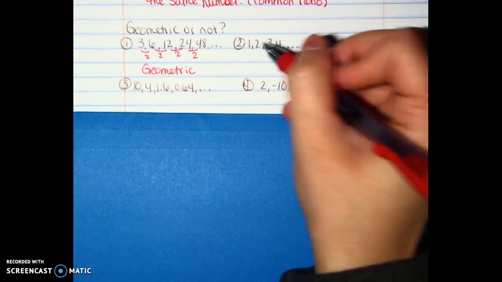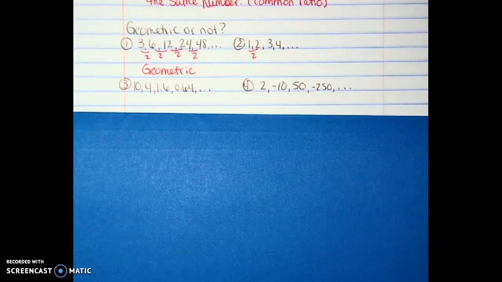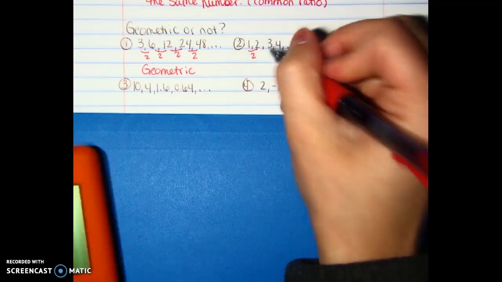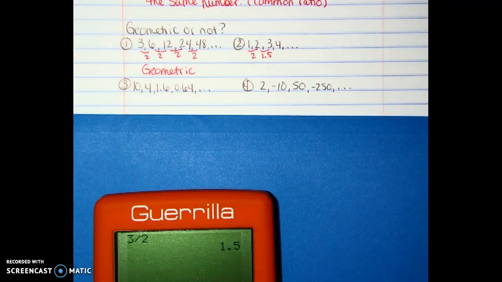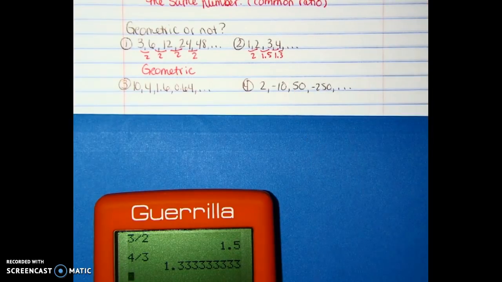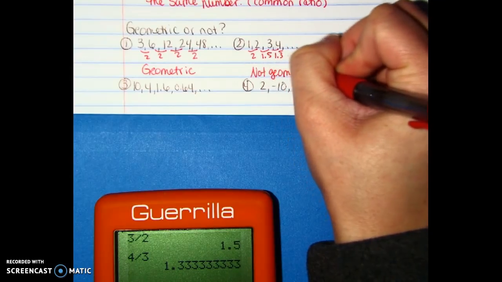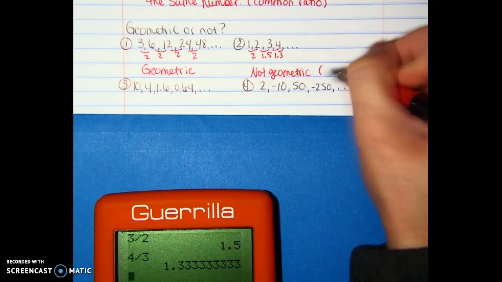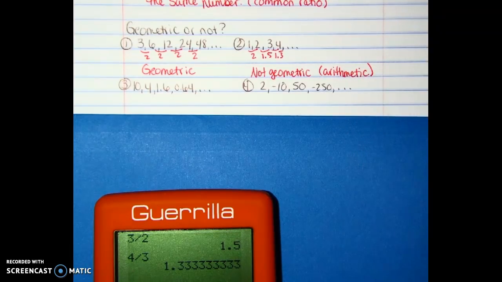Okay, here 2 divided by 1 is 2. 3 divided by 2 is 1.5, I believe. Yes. So I can already tell this is not geometric, but let's just do the last one. So 4 divided by 3 is 1.3 repeating. Okay, so this one is not geometric. It's actually arithmetic, because it goes up by 1 each time.